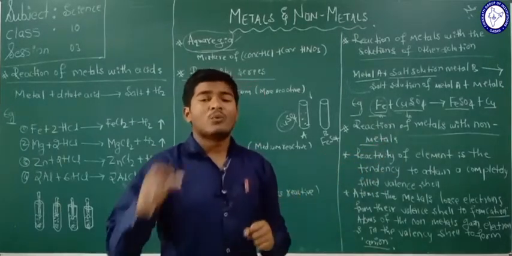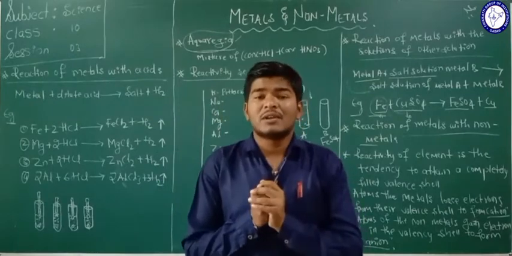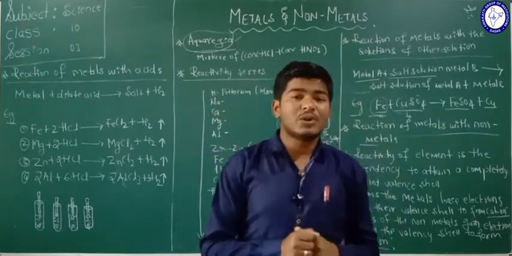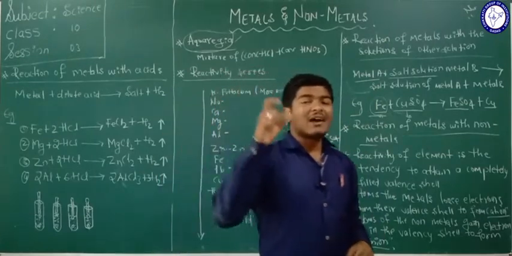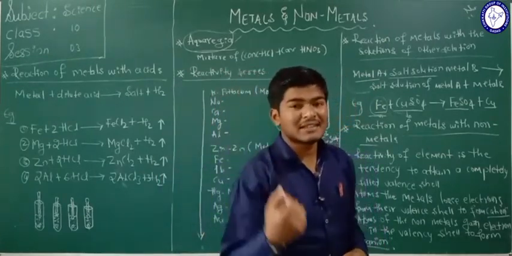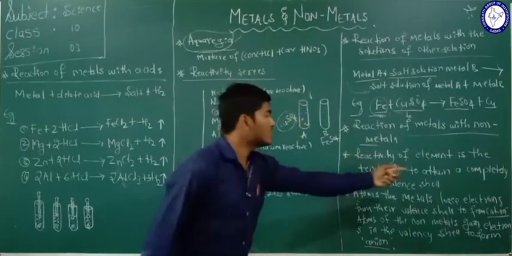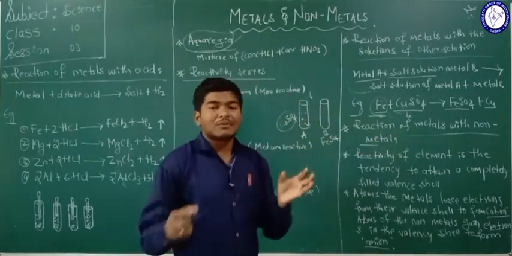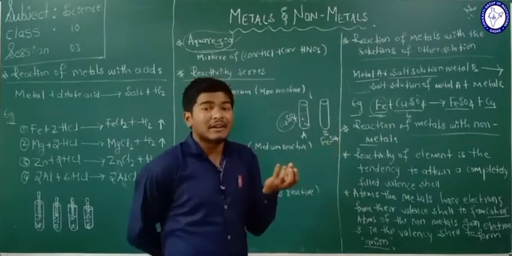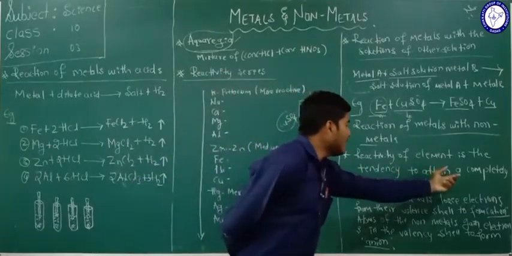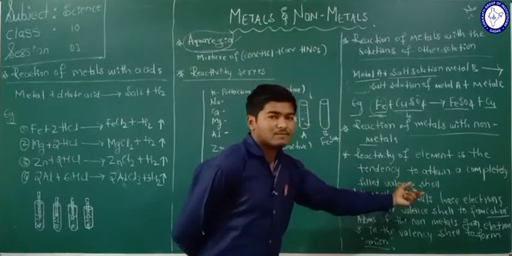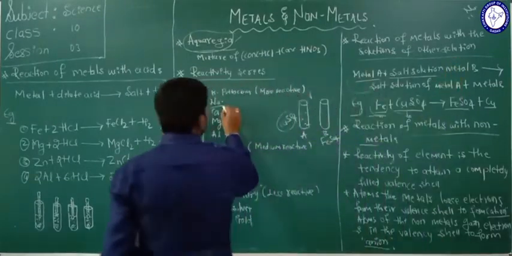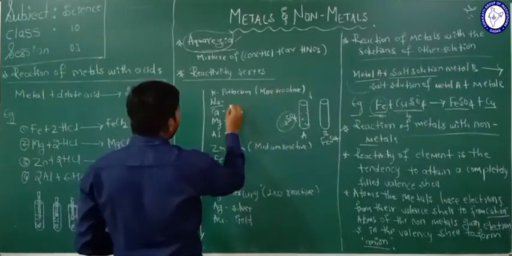See here, why are the metals so reactive? Yes, that question will arise in your mind. Because a metal always tends to attain a completely filled valency shell. It always gets stability by attaining the completely filled valency shell. So I am considering here sodium, the most reactive one, with the atomic number 11.